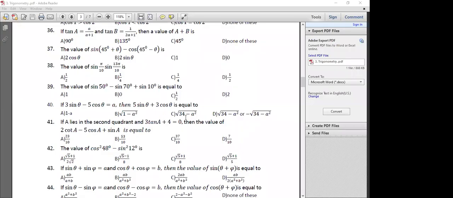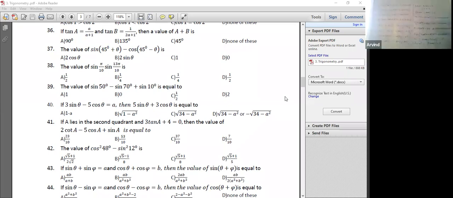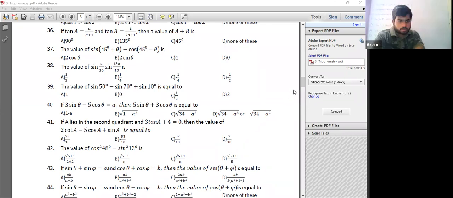Okay. 41st question. If A lies in the second quadrant, and 3 tan A plus 4 is equal to 0, then what is the value of 2 cot A minus 5 cos A plus sin A? This is a very, very easy one, but you have to be very careful.